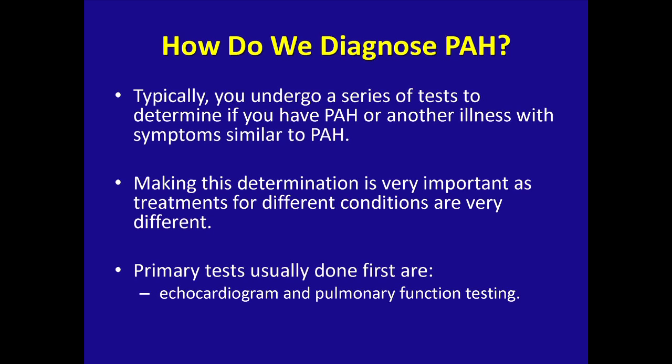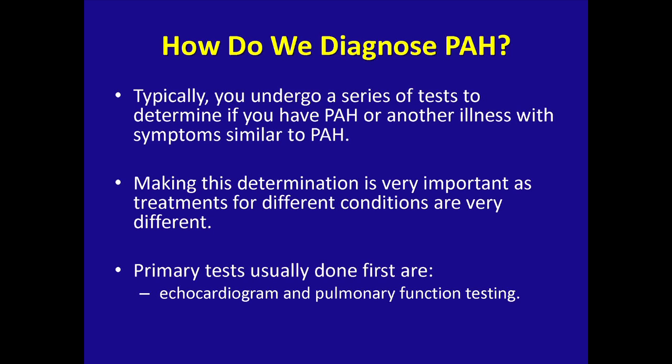So that then leads into, well, how do we diagnose this disease? It's rare. The presentation is not very specific with the symptoms that people complain of. So typically to make the diagnosis, we undergo a series of tests to determine if you have pulmonary hypertension or some other illness that may present similarly to pulmonary arterial hypertension.